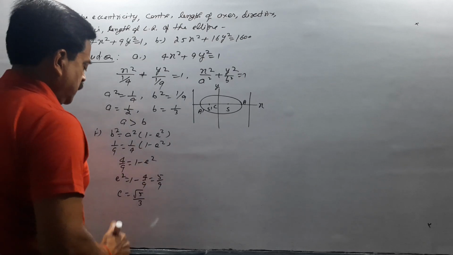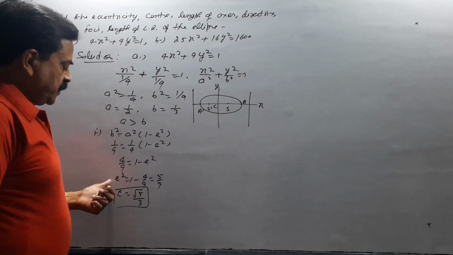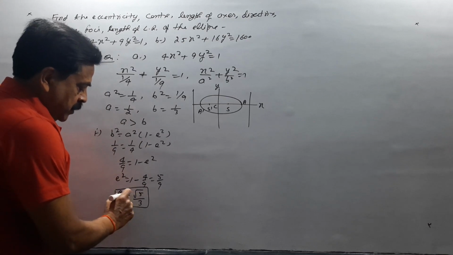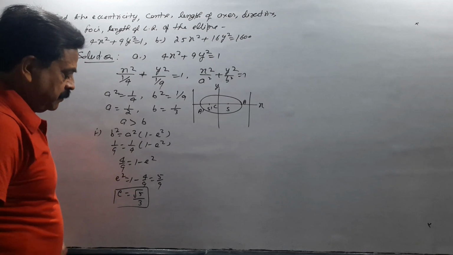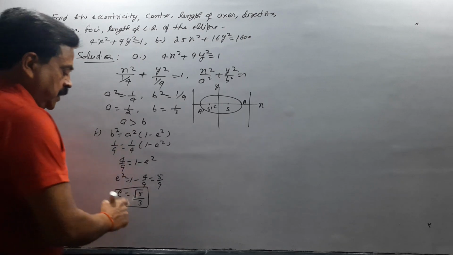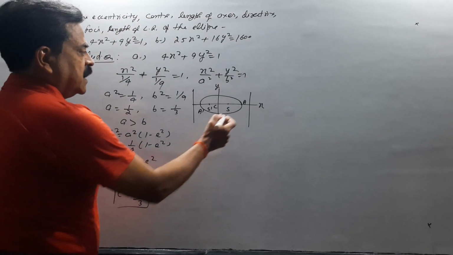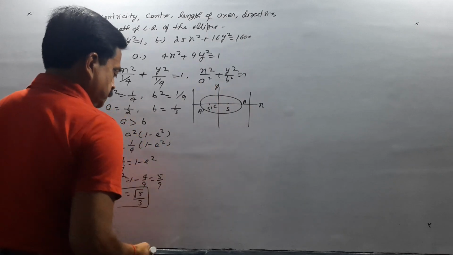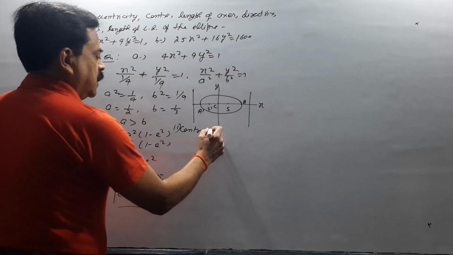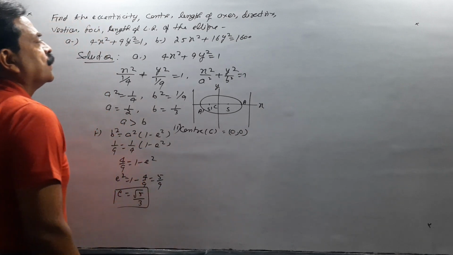This is eccentricity, and to find eccentricity when we eliminate this square of e, we will not use the positive and negative sign, because eccentricity is a ratio and this is always positive. E is equal to root 5 upon 3. Second, center. Center of this kind of ellipse is the origin. So center C equals origin, coordinates of origin are 0, 0.